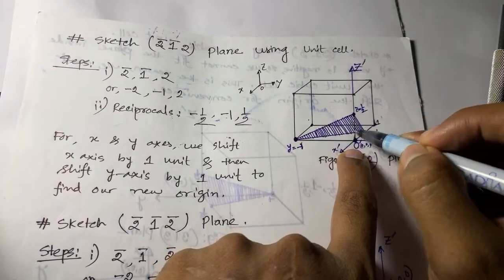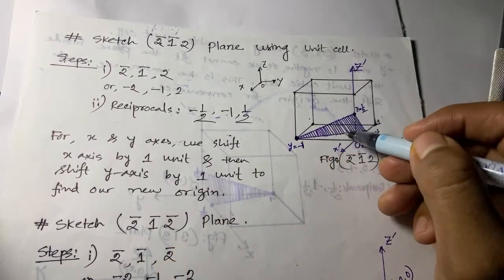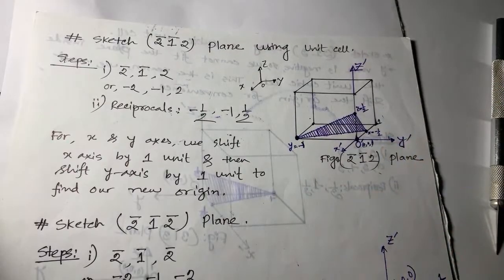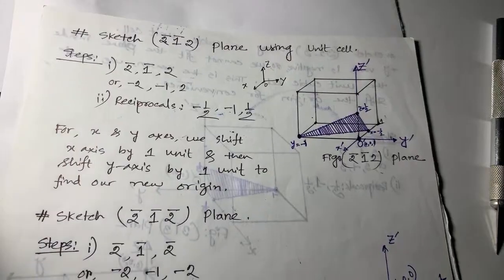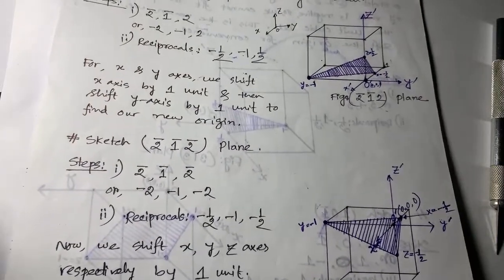So now you join these 3 points and shade them up so that you can get your crystal plane, so that people understand the crystal plane.